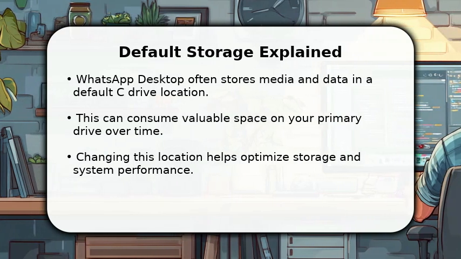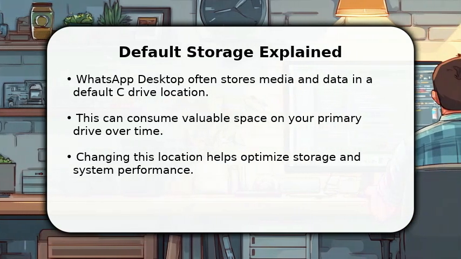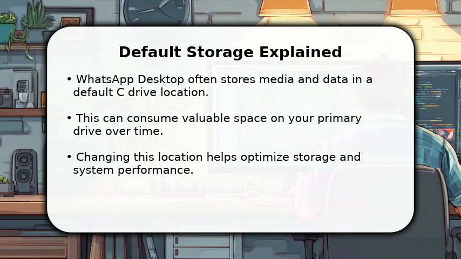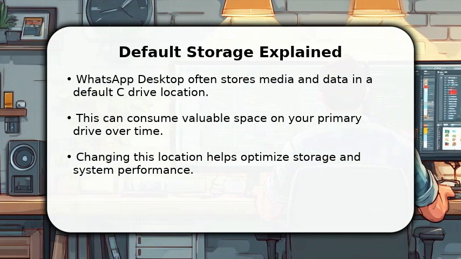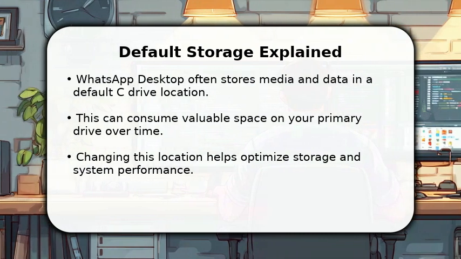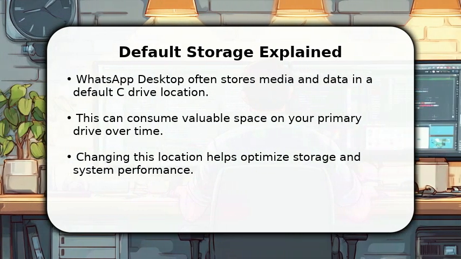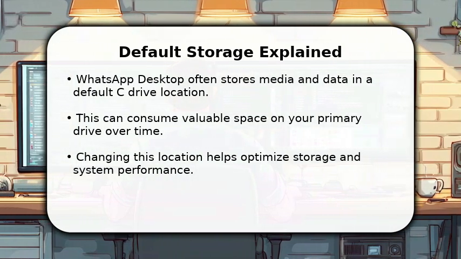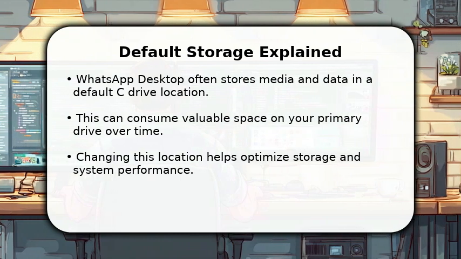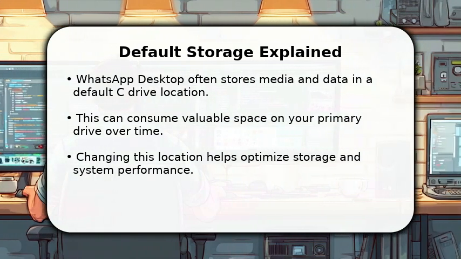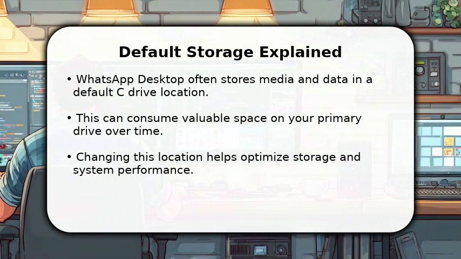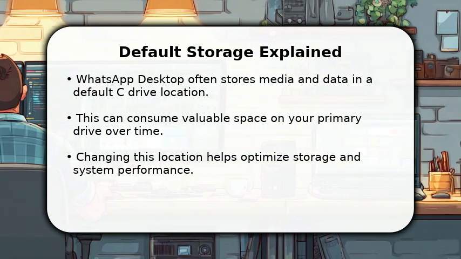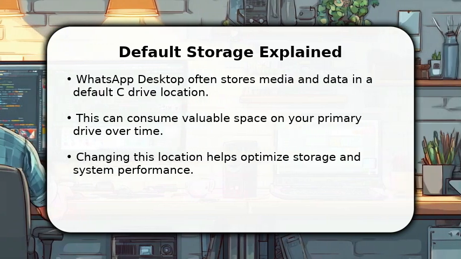In this video, I will explain how to change your WhatsApp storage location on your PC. WhatsApp Desktop typically places its data, including all your media and chat backups, within your C drive by default. This default setting can quickly fill up your primary storage, potentially slowing down your computer. We will go through the simple steps to move this data to another drive or folder, ensuring your system remains efficient. This relocation process will free up significant space on your main drive, making your PC run much smoother.